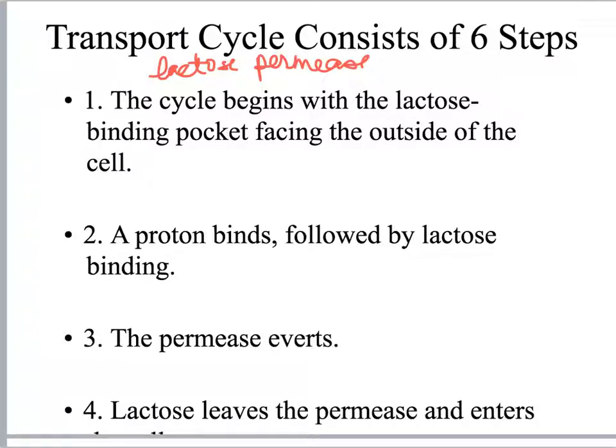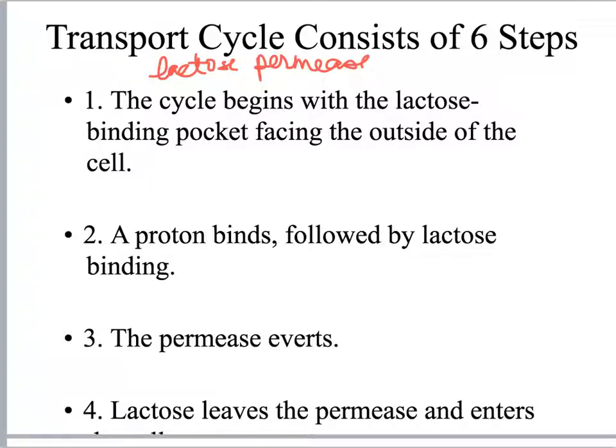So this is just looking at the steps involved in that transport cycle. And there are 6 total steps. Again, some of them got cut off from this slide. But the first step is that the cycle begins with lactose binding pocket facing the outside of the cell. A proton binds. That's followed by lactose binding. Then the permease everts, or it changes conformation. If it was open to the outside, it's now open to the inside, or vice versa.